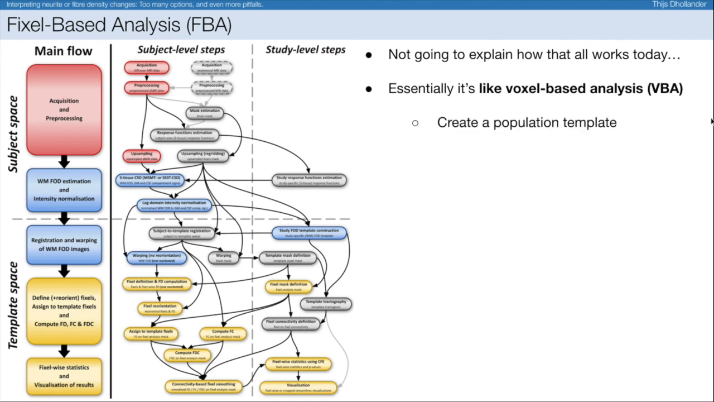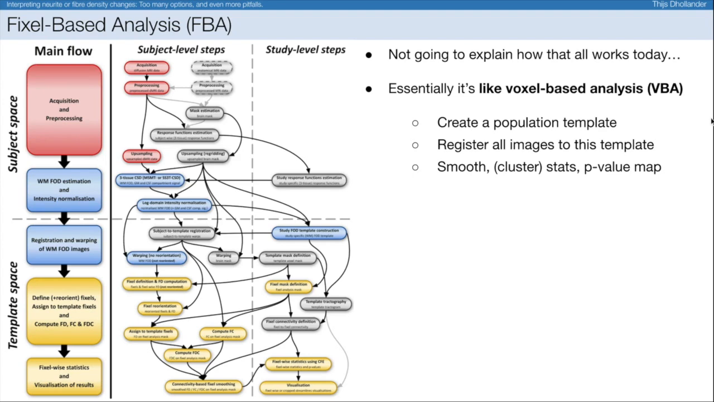In voxel-based analysis, essentially you first create a population template, or maybe you use an atlas that comes with a template, but then you register all your subject images to this common template space. And in that template space, once everything's aligned voxel-wise, you sometimes smooth the images, you do your cluster stats or normal stats, and you get a p-value map. You can see which voxels, so which areas of the brain, are significant to whatever you test for.